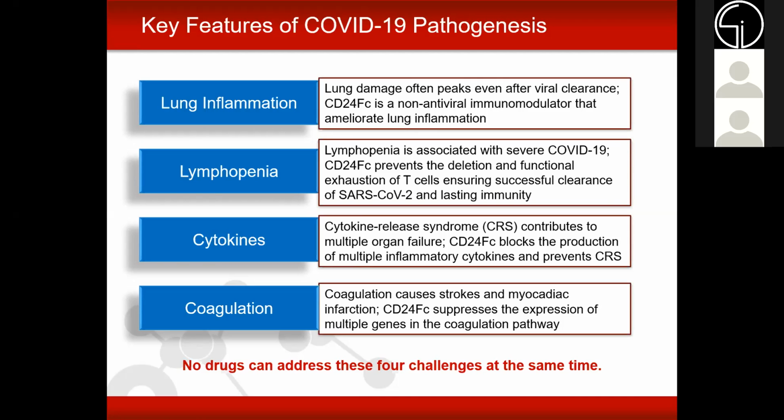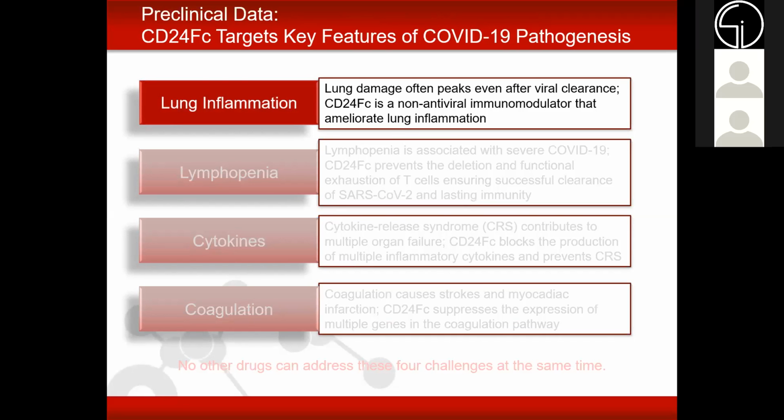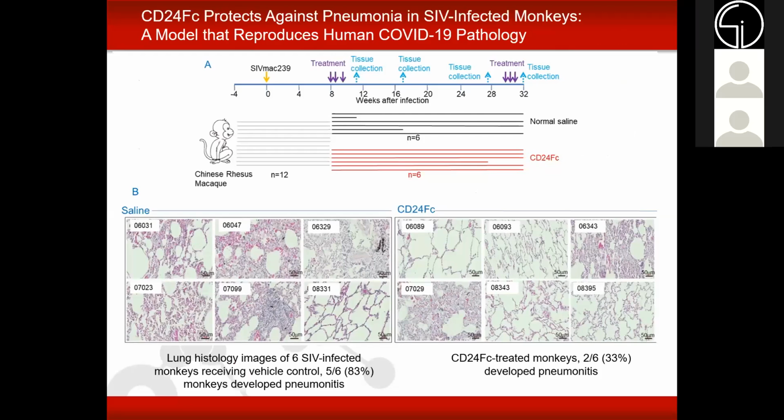The other important feature is coagulation. There's an abnormality in coagulation. Many young people have sudden death with a stroke or heart attack, and this is also a very important part of COVID-19. We're going to talk about these one by one. For lung inflammation, why do we say CD24Fc can work? We have monkey data, non-human primate data. We're actually trying to use this SIV.